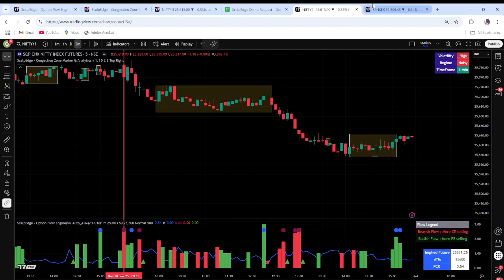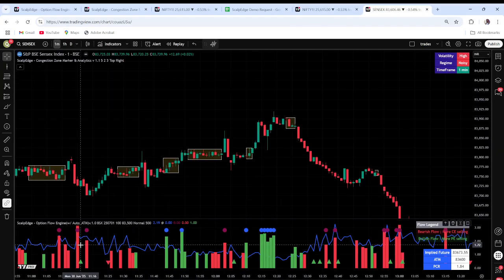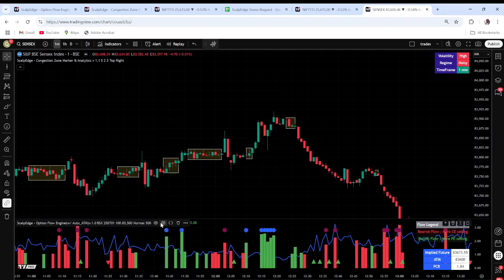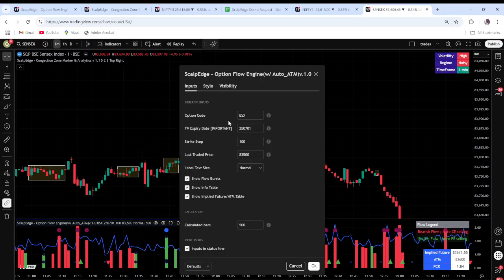Now let us go to Sensex. If you are trading Sensex, remember these 2-3 things. This indicator, the congestion zone indicator, will work as it is. As for the OFE, your option code will be BSX. Your expiry date will be 250701, that is tomorrow. By default it is 03 because it is defaulted to Nifty. Your strike step is 100. Whatever be the last traded price in the morning, just enter it and start your software.